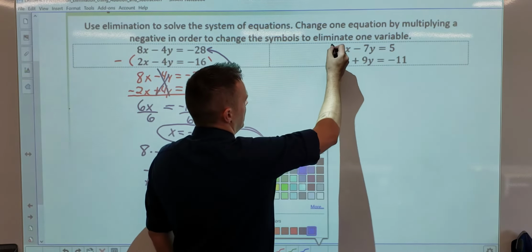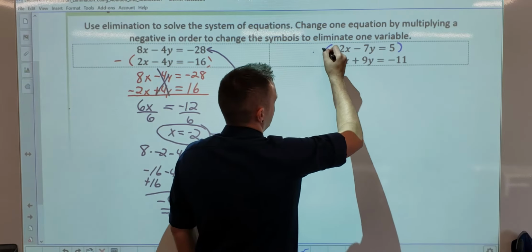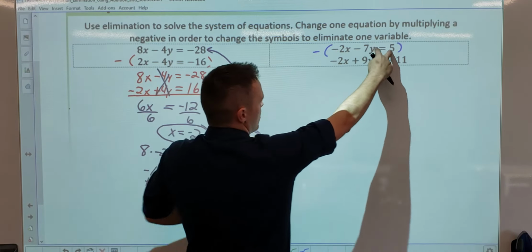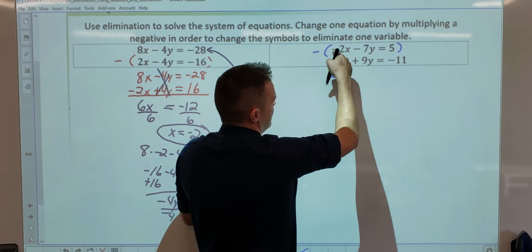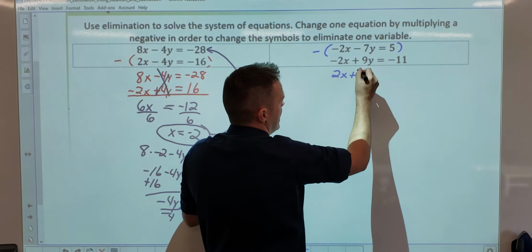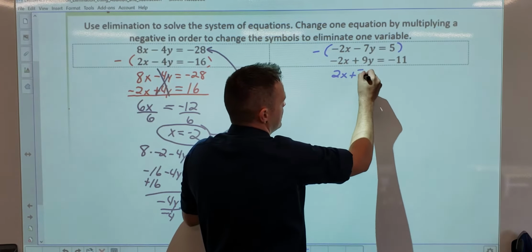Let's convert this top one. Let's multiply this top one by the negative. Okay, so if I do that, then I'm going to rewrite it just underneath. So this is going to be 2x, right? Because negative and negative, negative and negative again, is positive 7y equals negative 5.